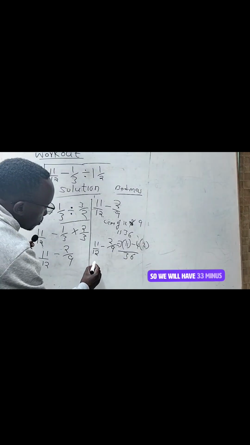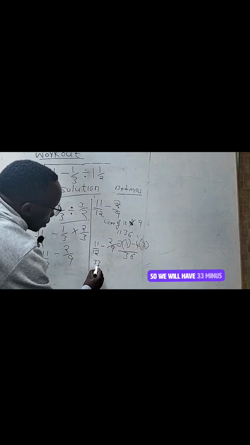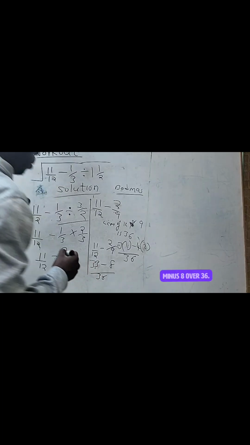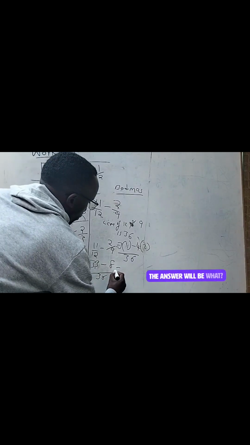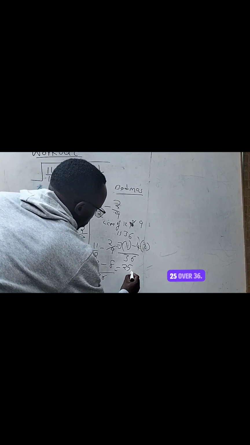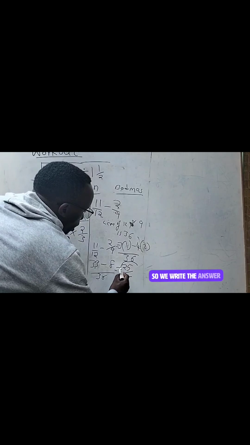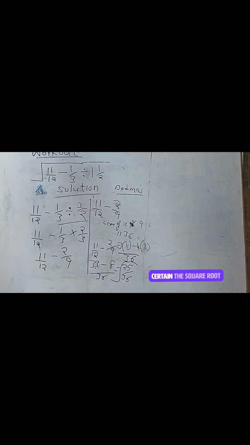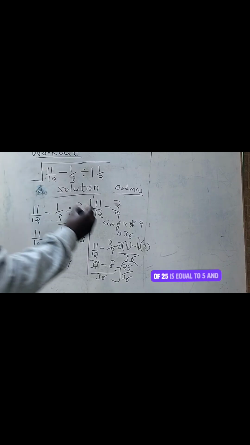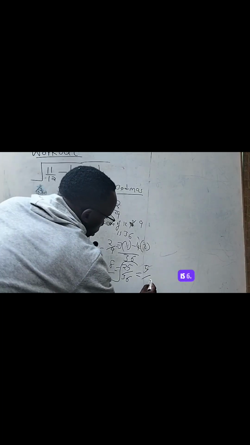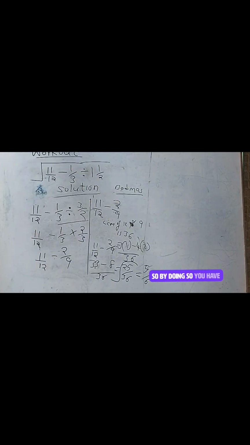So we will have 33 minus 8 over 36. The answer will be what? 25 over 36. Remember, everything was under the square root. So we write that answer under the square root. So the square root of 25 is equal to 5, and the square root of 36 is 6. So by doing so, you have done it right.